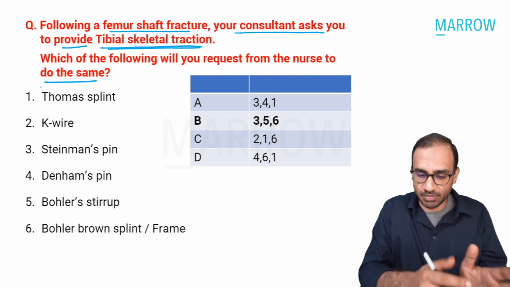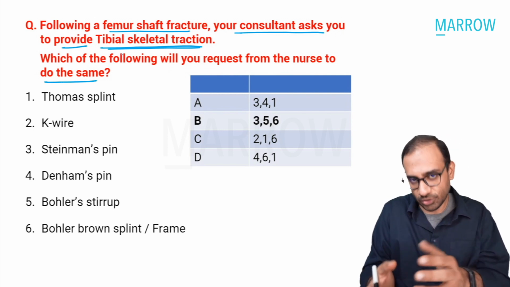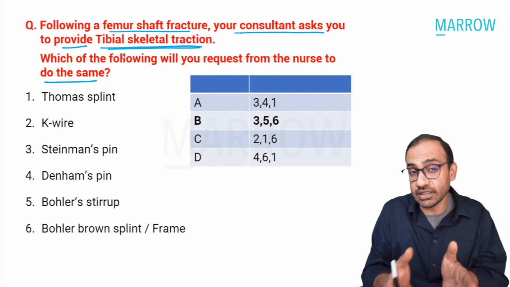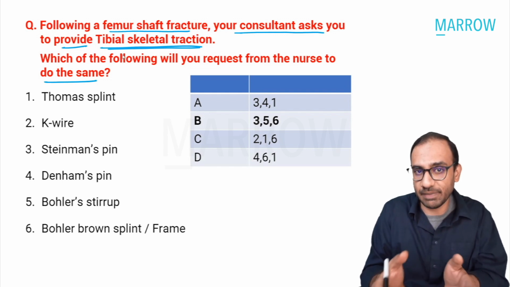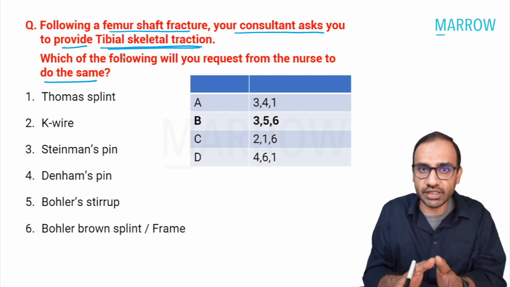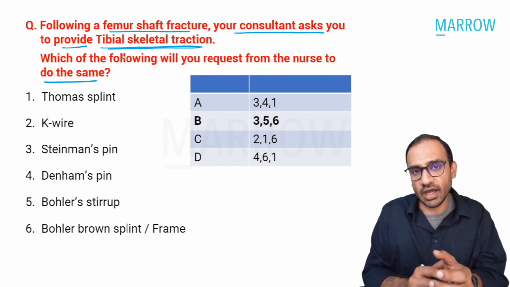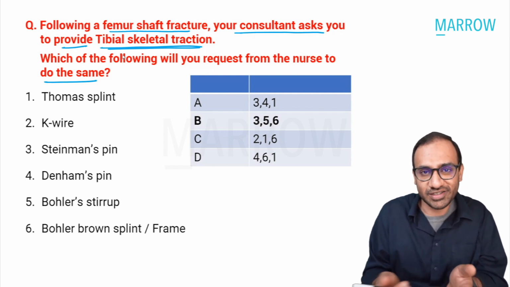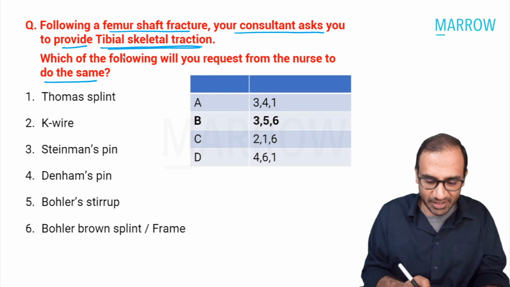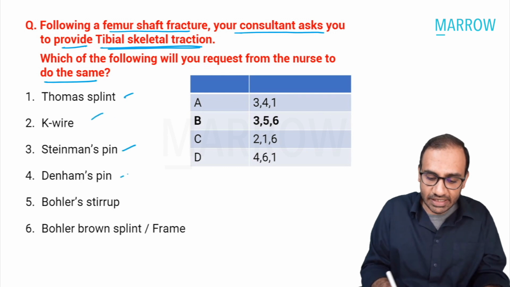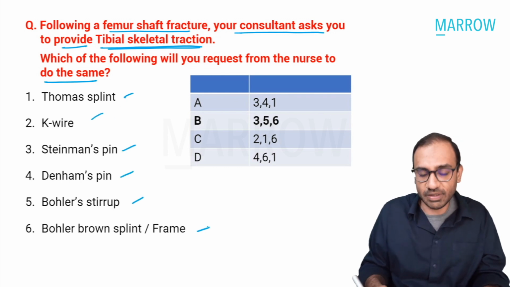Okay, so there is a patient who has a femur shaft fracture, and your consultant asks you to apply a skeletal traction to the tibia, that is upper tibial pin traction, UTPT. If you've attended your internship, you must have heard of this. What are the instruments or devices that you will ask your sister to provide so that you can apply it? Thomas splint, K-wire, Steinman pin, Denham pin, Bowler stirrup, Bowler Brown splint, or frame.